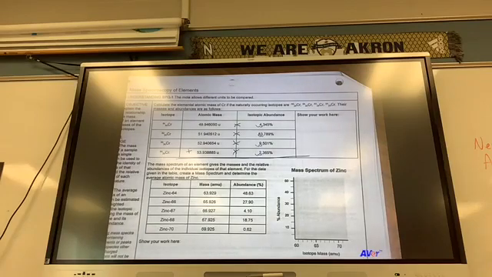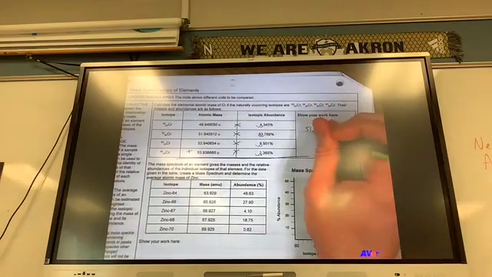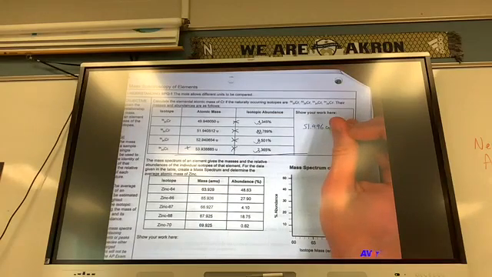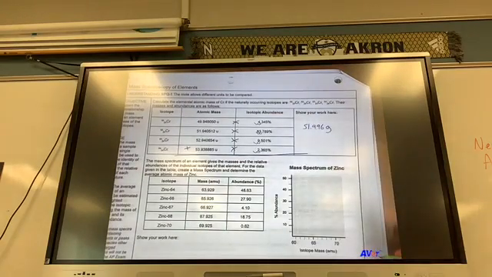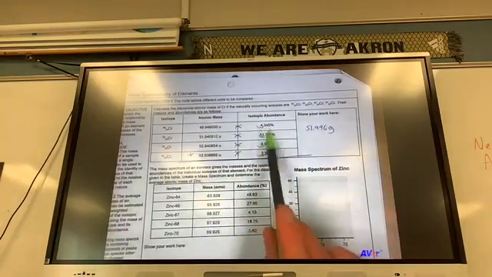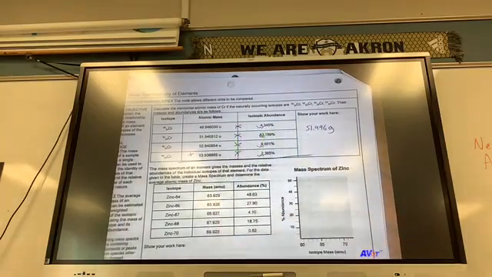What'd you guys get? 51.996. Sure, something like that. Grams. That times that, plus that times that. The main thing is don't forget to take it out of percent when you're multiplying.